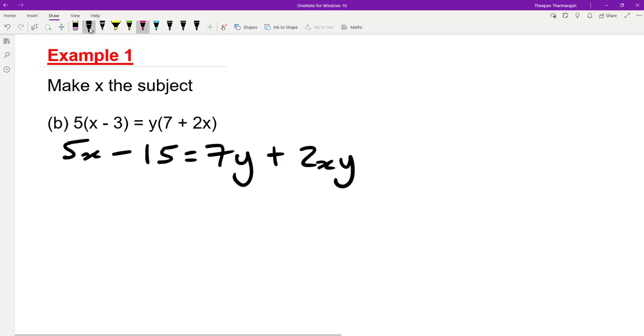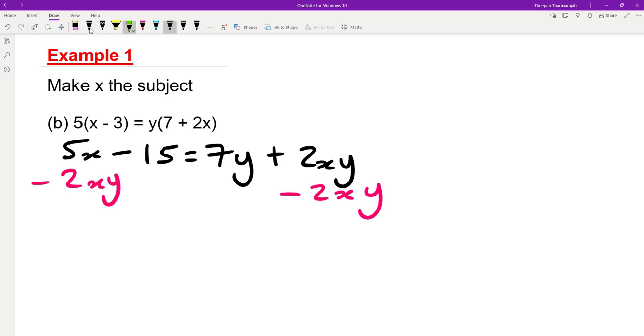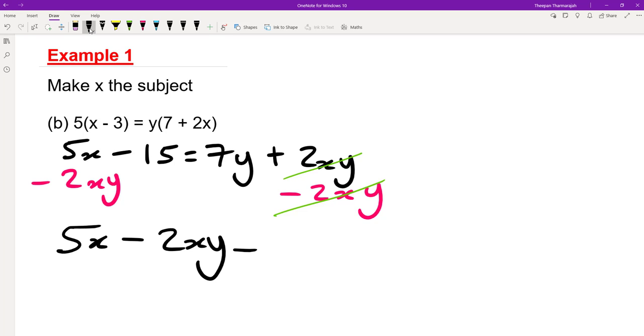2xy. Now I want to get all the x terms on one side, so I'm going to minus 2xy on both sides of the equation. Don't forget, positive 2xy and minus 2xy will cancel out. So now I end up with 5x minus 2xy minus 15 equals 7y.